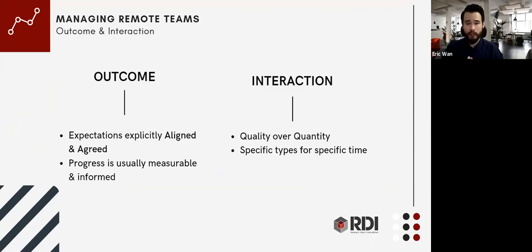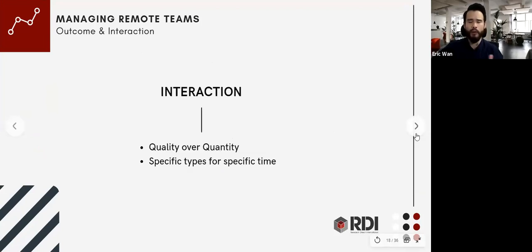So interaction. When it comes to checking itself, the interaction comes into play. What type of interaction do you have with your team, and how do you do it? And what kind of technology should you be using, right? So let's get into that right now. When it comes to interaction, right, quality over quantity.